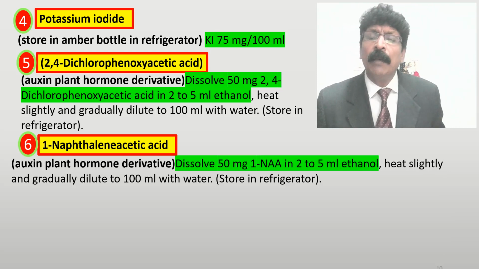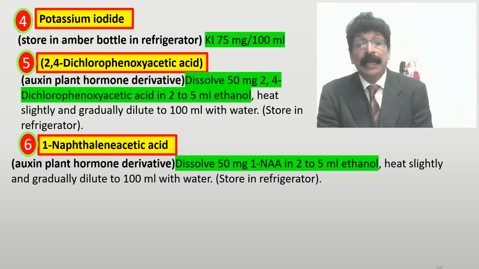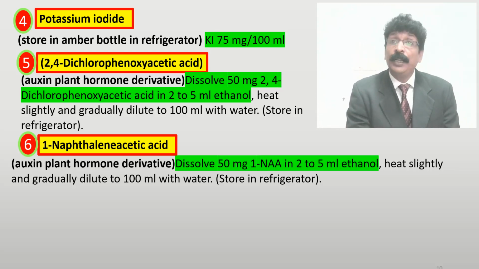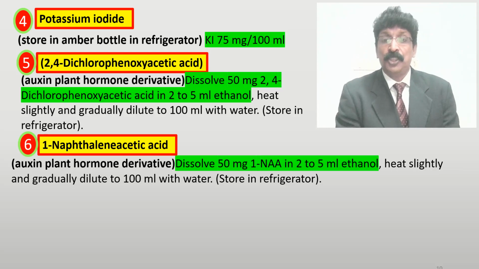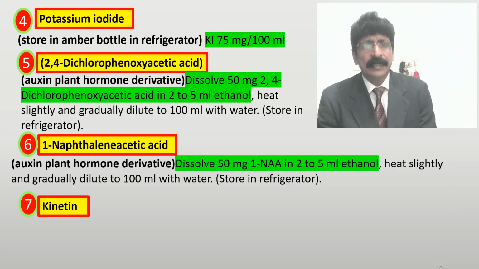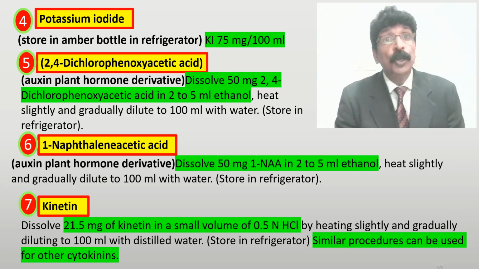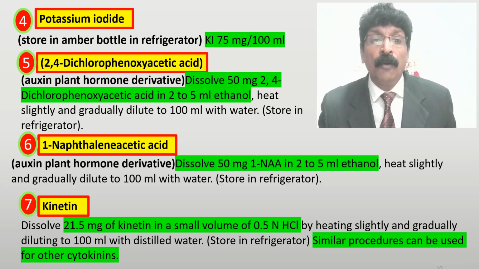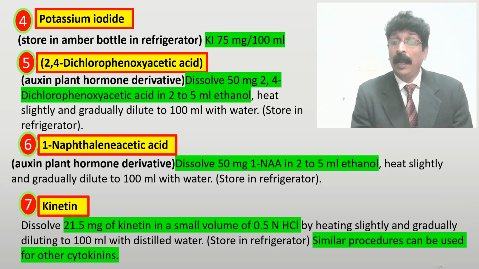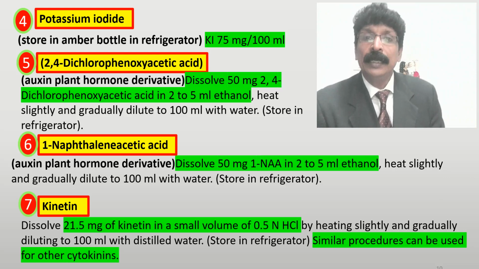Dissolve 50 milligram of 1-naphthalene acetic acid, NAA, in 2 to 5 ml of ethanol. Heat slightly and gradually dilute to 100 ml with water. Store in refrigerator. Number 7, kinetin is a cytokinin. It is also a cell division plant hormone. Dissolve 21.5 milligram of kinetin in a small volume of 0.5 normal HCl by heating slightly and gradually diluting to 100 ml with distilled water.